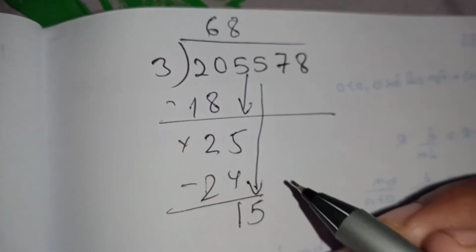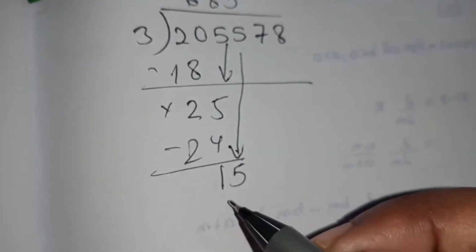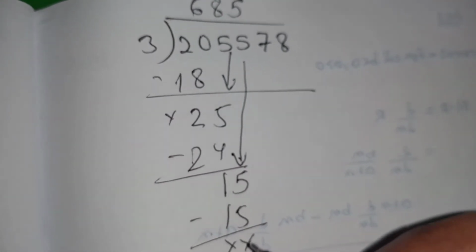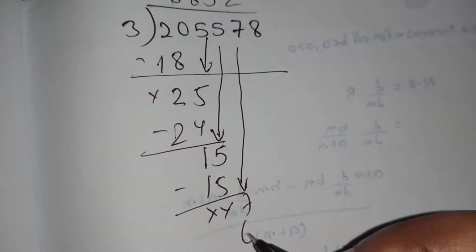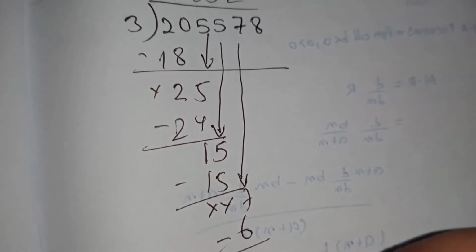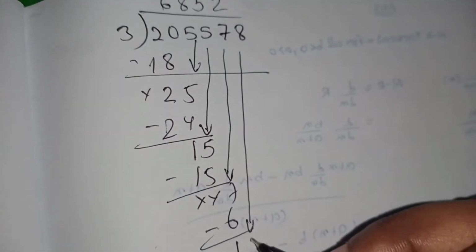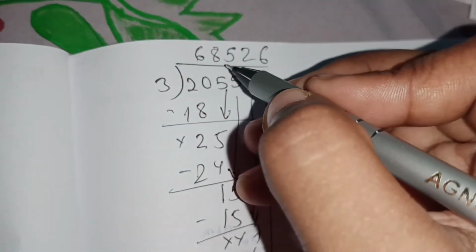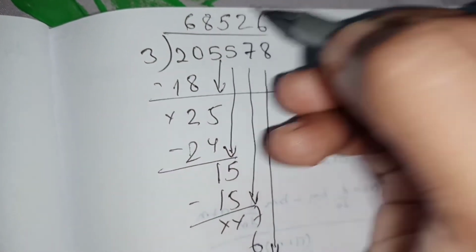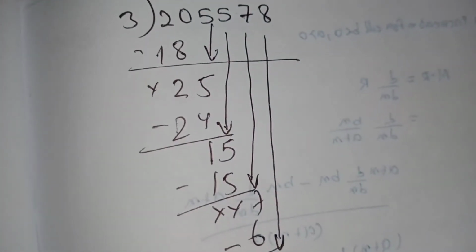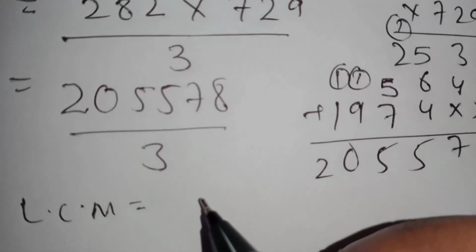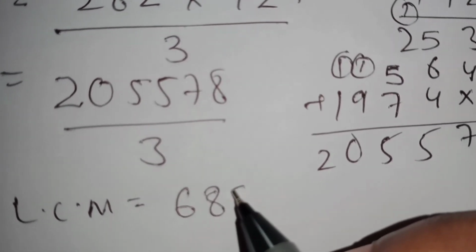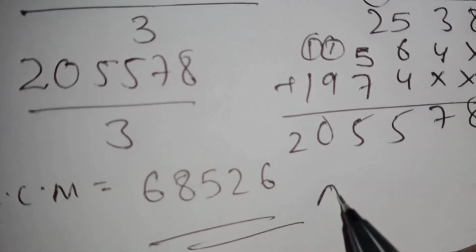Minus 1 will be there. Okay, 3 times 5 is 15, 0 0. Bring this 7 down, 7 doesn't come. 3 times 2 is 6, 7 minus 6 is how much? 1. Bring this 8 down. Okay, 3 times 6 is 18. So what is the answer? It is 68,526. So this is the LCM. LCM is equal to 68,526. So this is the answer.